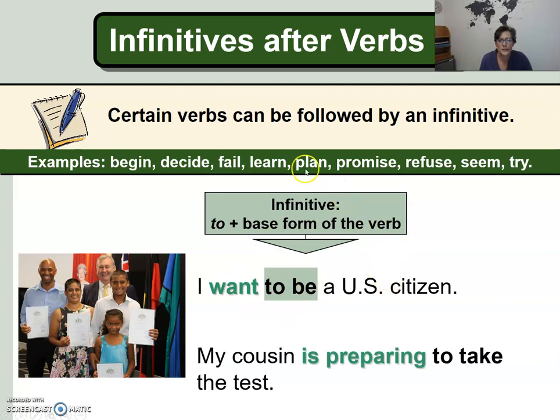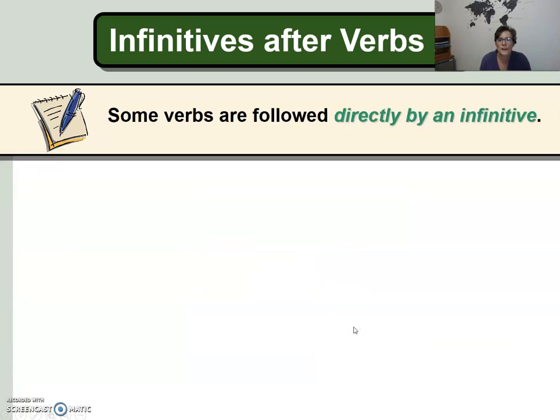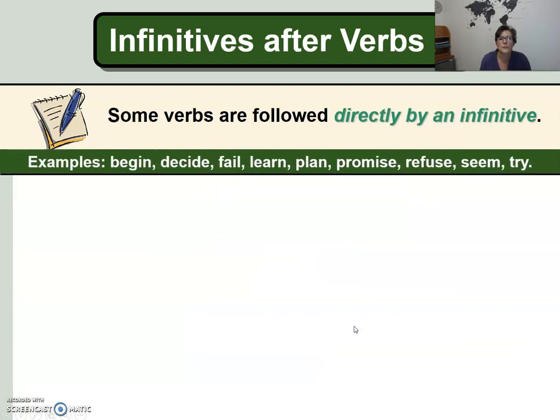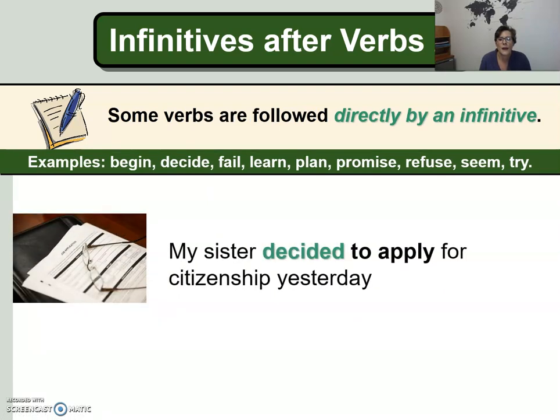Take a look at this one. My cousin is preparing to take the test. Notice that verbs like prepare and want take infinitives, the to plus base form of the verb. Here are some more examples. My sister decided to apply for citizenship yesterday.